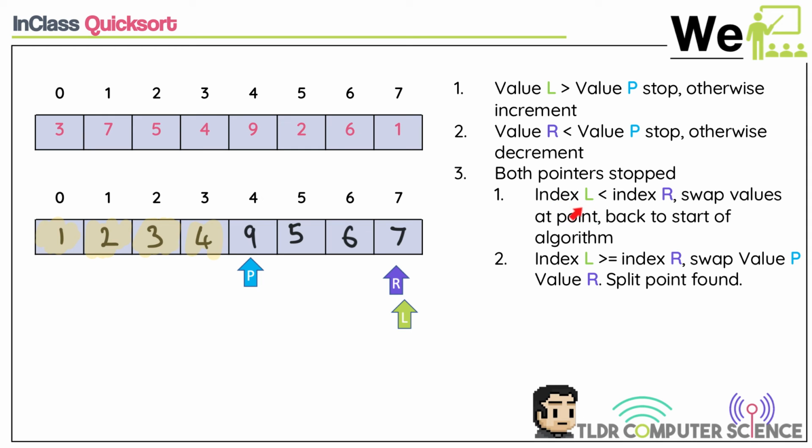Index L is not less than right because we're both on 7. They're the same. And in this case, they're actually on top of each other, but we're still swapping with R. So 9 swapped with 7 because the pivot point value is swapped with the 9 over there. So I'm going to erase the 9 and the 7, and we'll put it over here. So the 7 and 9 are now flipped.